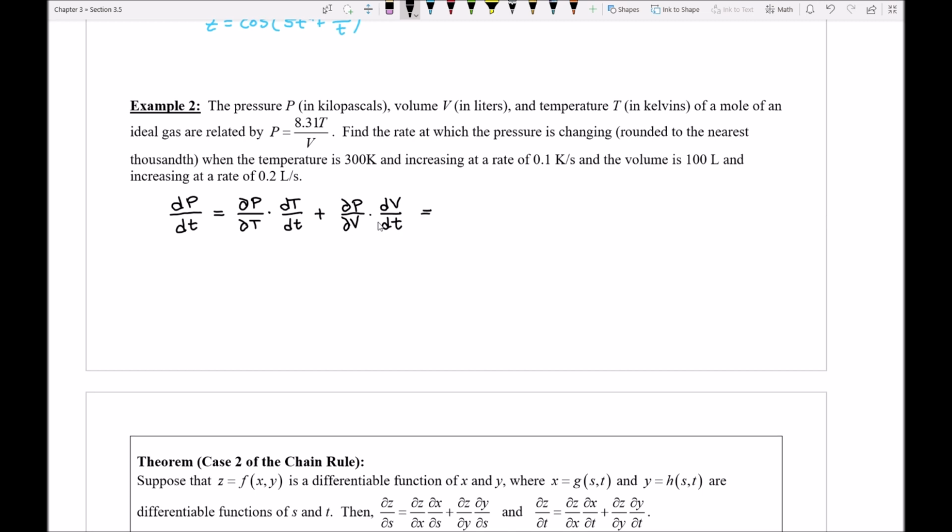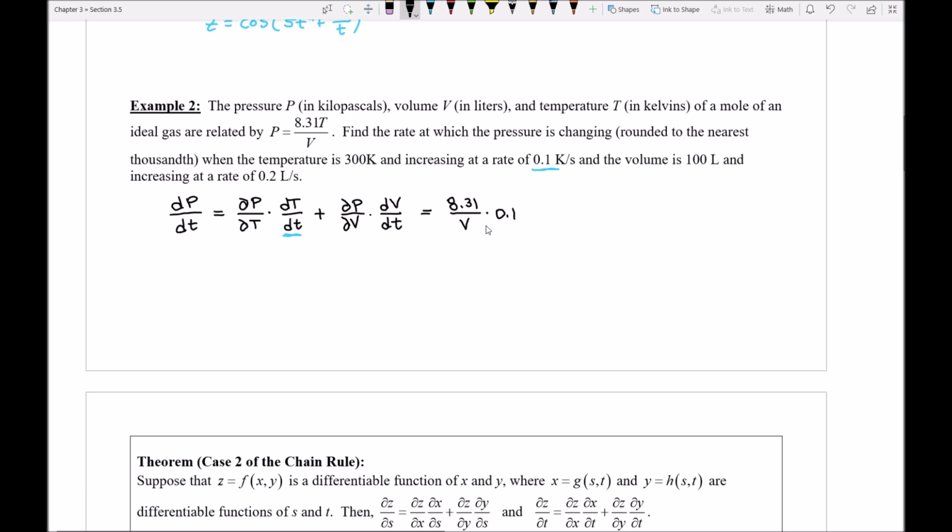So let's quickly try to fill in each of these values with what we've been given in the question. First off, the partial derivative of P with respect to T. This is super easy. Since V happens to be just a constant here, I can state that my partial derivative is just going to be 8.31 over V. I can then say the derivative of T with respect to time is also going to be pretty simple. Note again, the question gave me that the temperature was changing at this specific rate.